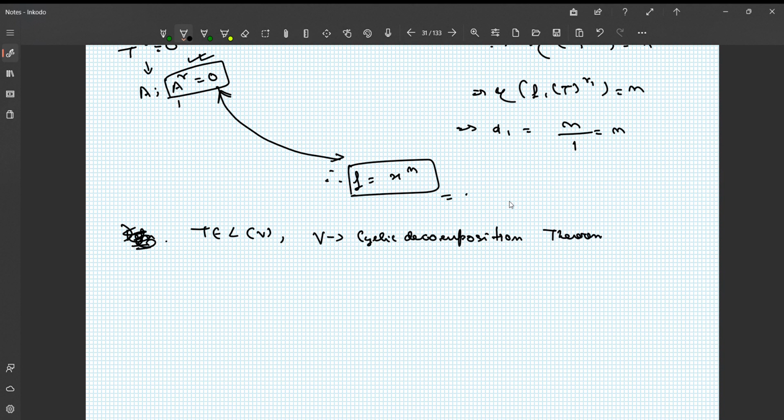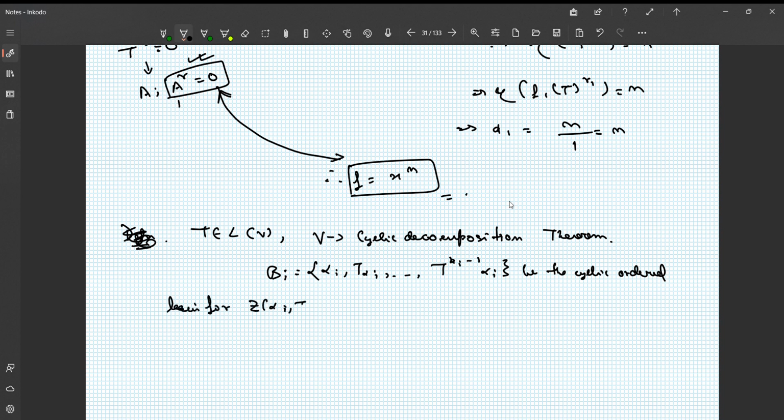You can think of W naught to be the 0 subspace, right? Let Bi be the cyclic ordered basis alpha i, T alpha i, and so on till T to the power ki minus 1 alpha i, the cyclic ordered basis for Z(alpha i; T), where the dimension of Z(alpha i; T) is clearly ki from the cyclic ordered basis, right?